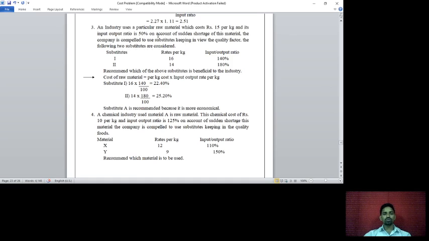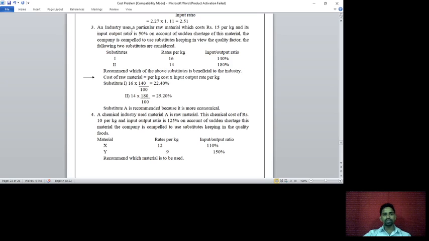In this problem we only have to ascertain the cost of raw material. There is no need to calculate the actual input output ratio or the standard input output ratio, and there is no need to calculate the standard cost of materials because the information is not there. We have to calculate the actual cost of raw materials. Now just try to understand the problem.